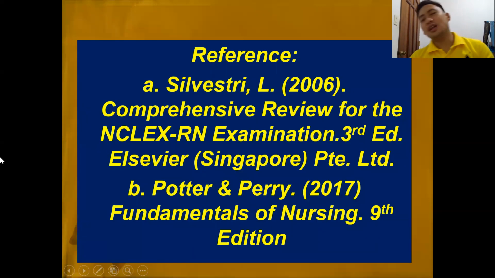So that is all about oxygen therapy, and I hope you have understood the different oxygen delivery devices as well as the different oxygen tubes or respiratory tubes. If you have some questions, please take note of all of your questions, and you can raise it during our Zoom conference, or you can message in our group chat.